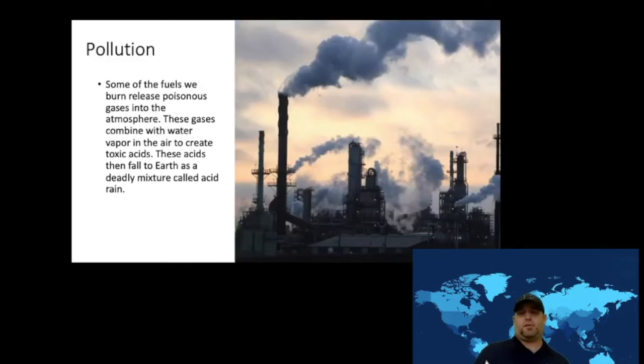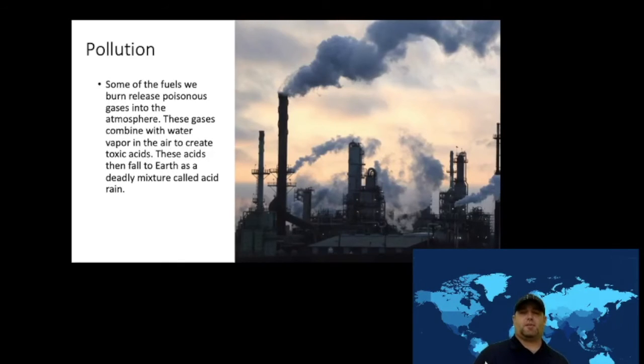Okay, and then pollution. Some of the fuels we burn release poisonous gases into the atmosphere. These gases combine with water vapor in the air to create toxic acids. These acids then fall to Earth as a deadly mixture called acid rain.